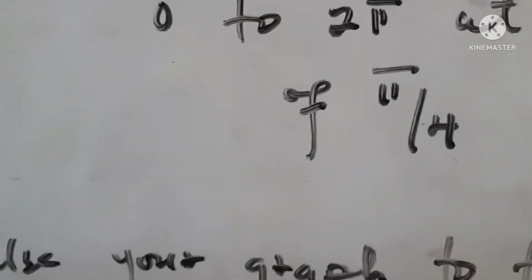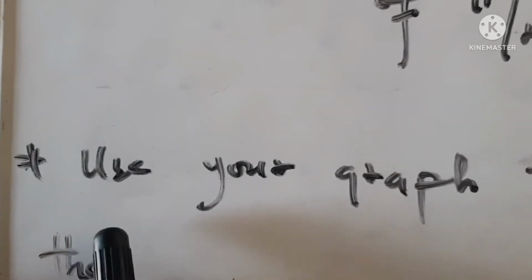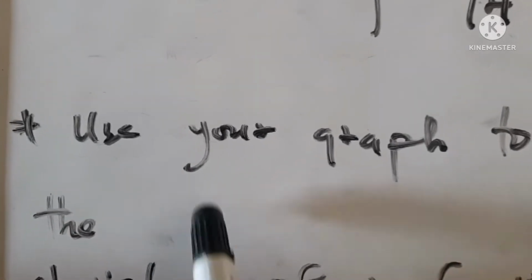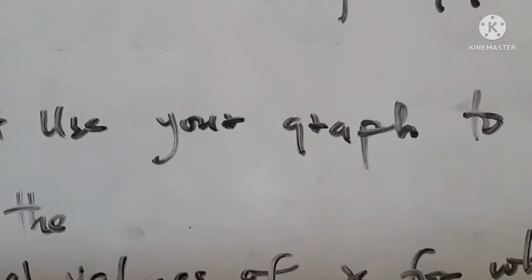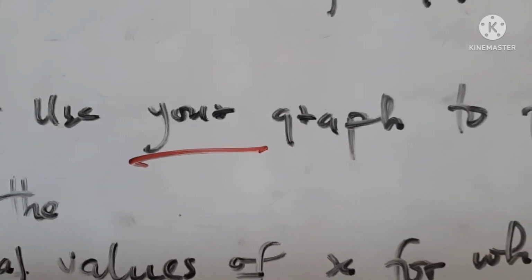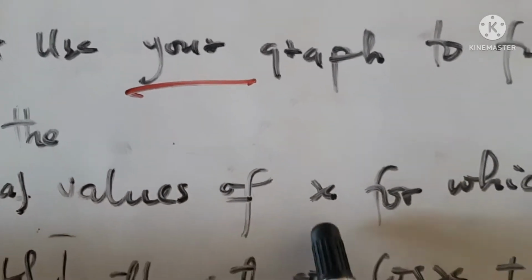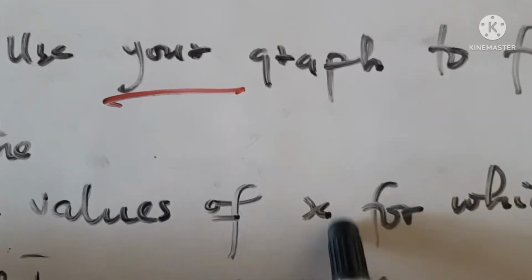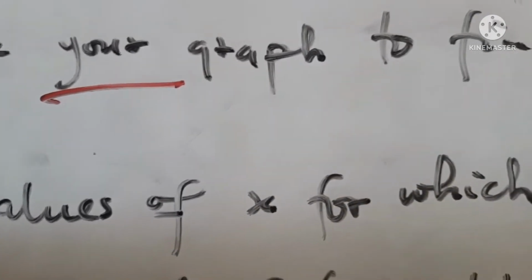But don't forget that there are some questions here that say use your graph to find the value of something. It's very, very important: use your graph. This is the key word here. Don't use anything more. So use your graph to find the values of x, the woman here, for which y = 2.